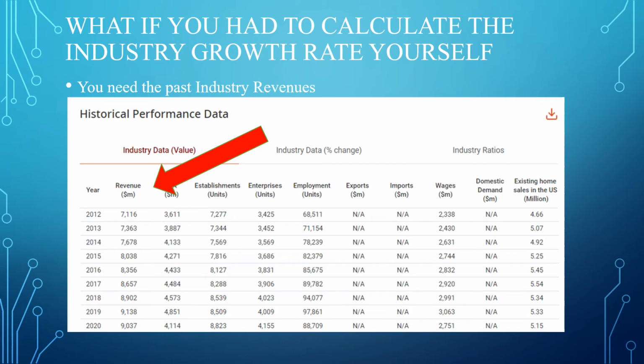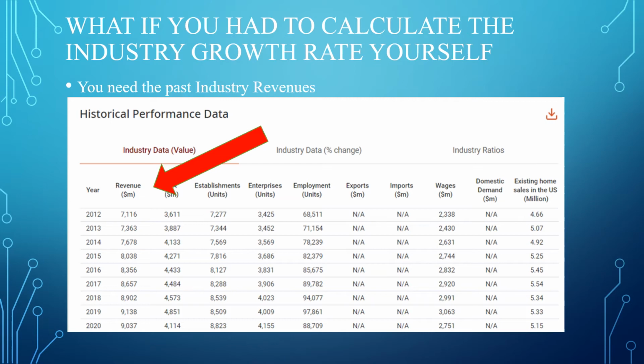But what if you had to calculate the industry growth rate yourself? Well, you would need the past industry revenue data. And IBISWorld provides this in case you want to make some of these calculations. Maybe instead of a 5-year growth rate, you need a 3-year growth rate. Or maybe you want to take the 5 years prior to the pandemic year. There are all kinds of things that you might want to do.